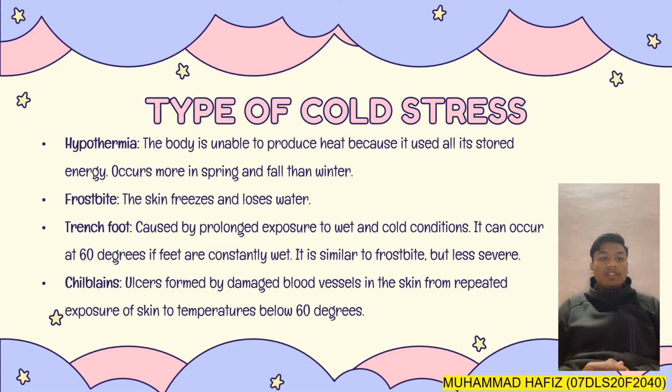Hypothermia is when the body is unable to produce heat because it uses all its stored energy. It occurs more in the spring and fall than winter. Second is frostbite. Frostbite is when the skin freezes and loses water. Number 3 is trench foot, caused by prolonged exposure to wet and cool conditions. It can occur at 60 degrees if feet are constantly wet. It is similar to frostbite but less severe.